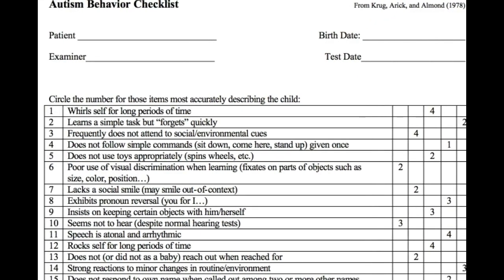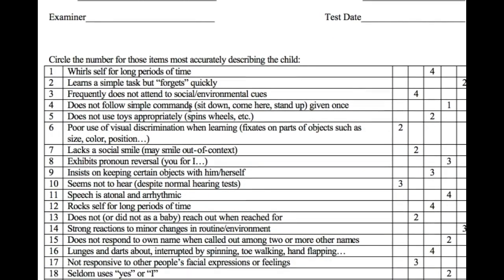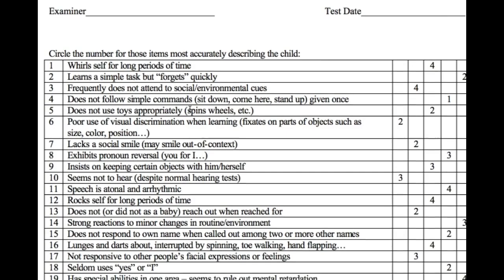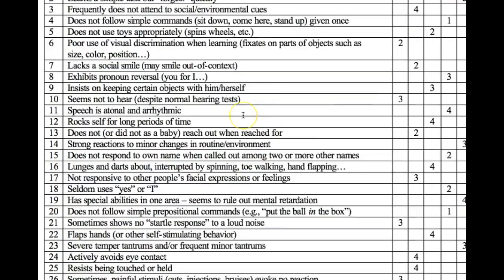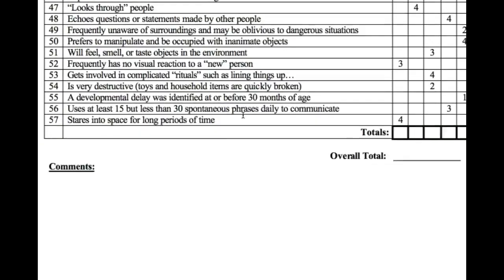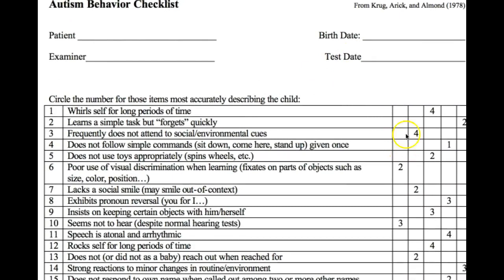So as we look here, remember we talked about spinning and twirling, so whirls self for long periods of time, learns a simple task. So if the parent or the examiner checks these things, then there's a score level given to those things. And then when we add up the score on the checklist, the overall total, then becomes, if it's yes, you check here, you add a 4. If it's not, it's a 0. So this is one of the checklists that's used for older kids.